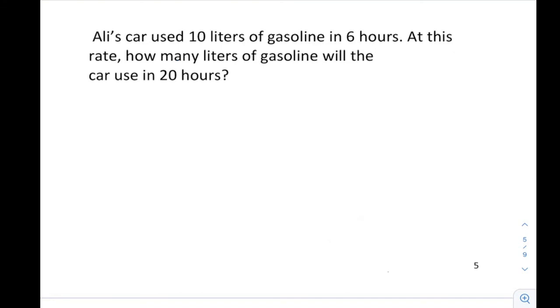We have Ali. Ali's car used 10 liters of gasoline. So I will write here 10 liters. I'm summarizing what is given here. In 6 hours, he is using 10 liters in 6 hours. The question is, if he continues at this rate, how many liters of gasoline will the car use in 20 hours? So x liters, because I don't know the number of liters here, so I will assume it's x or a or b.